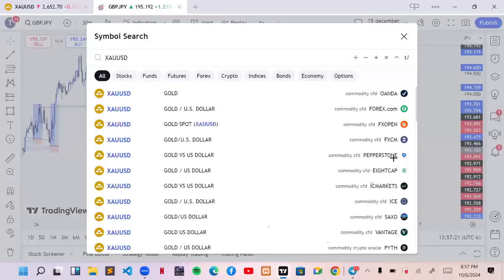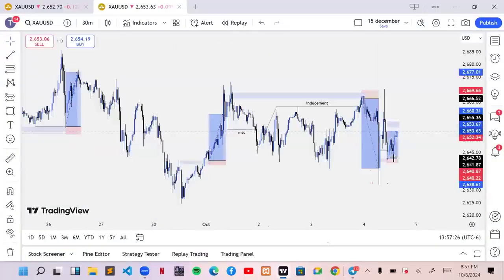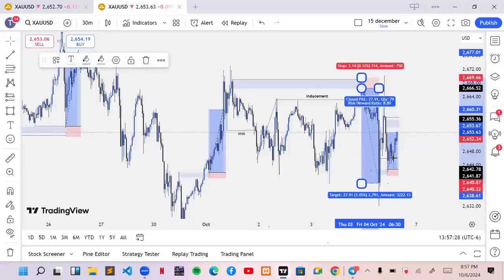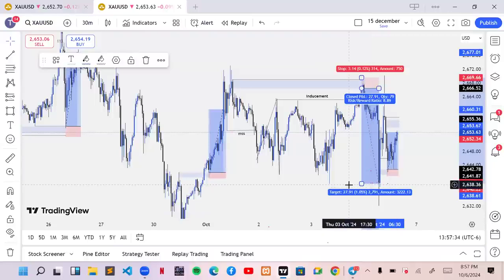On this gold trade, for example, if you're risking $100, you would have made around 2,700. No, sorry, mistake. If you're risking $100, you would have made around $800. If you're risking $200, you would have made around $1,600. High risk to reward ratio, precise entries. That is the beautiful thing about this particular strategy.